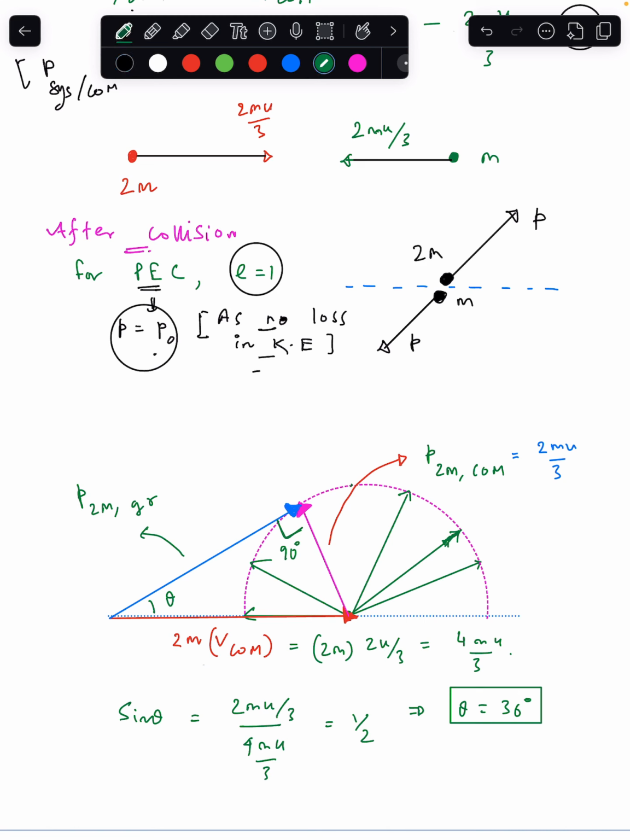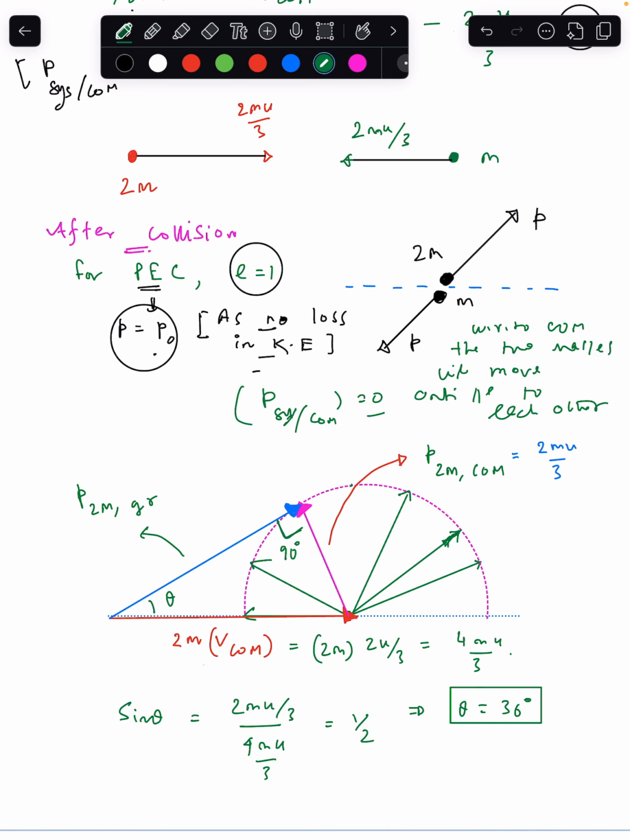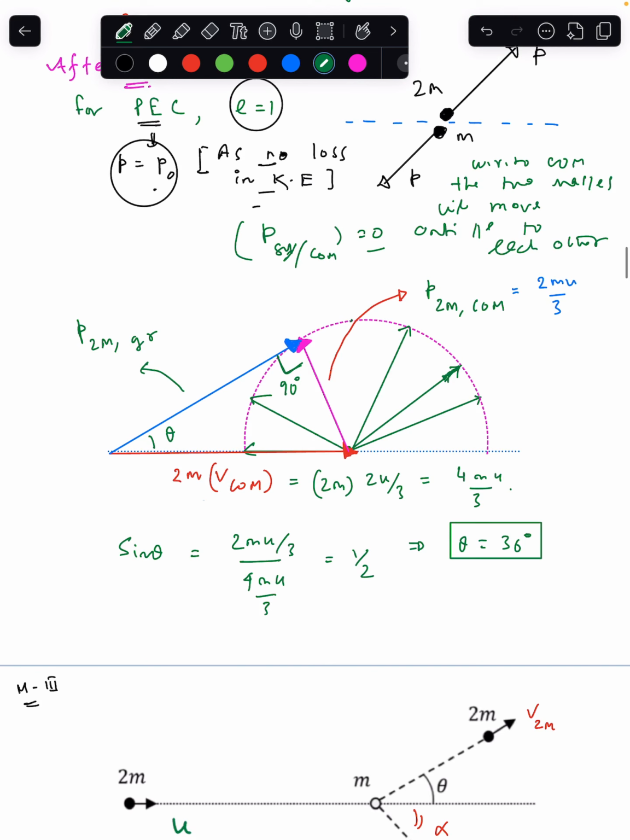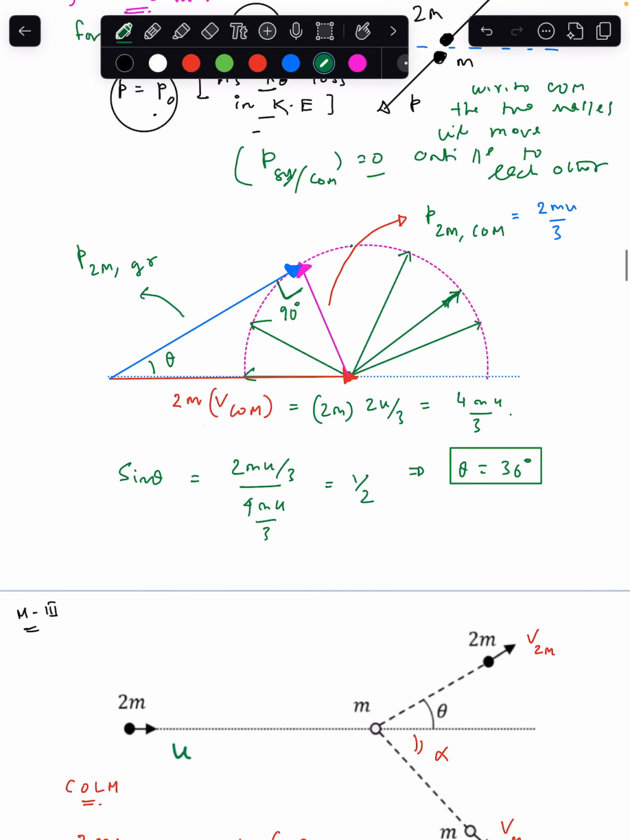If you watch that video, you will get further more clarity. So I'll write, with respect to center of mass, the two masses will move anti-parallel to each other. What's the logic? The logic remains the same. That is, the momentum of the system with respect to center of mass has to remain how much? 0. So now the same logic I am going to apply. If this value is going to remain the same, this is the vector that I have already explained. It will be around the periphery of a semicircle where the vector magnitude is constant.